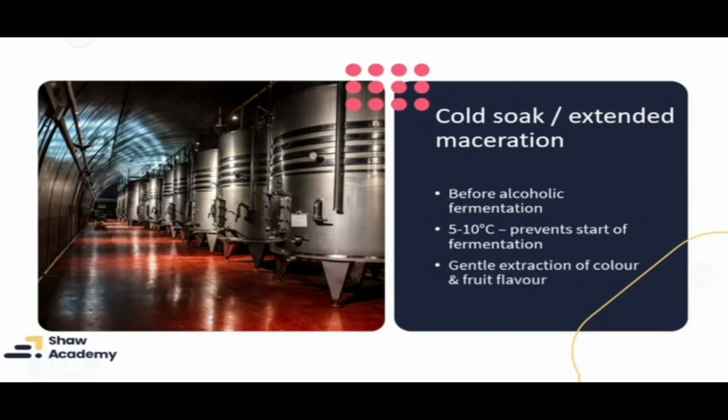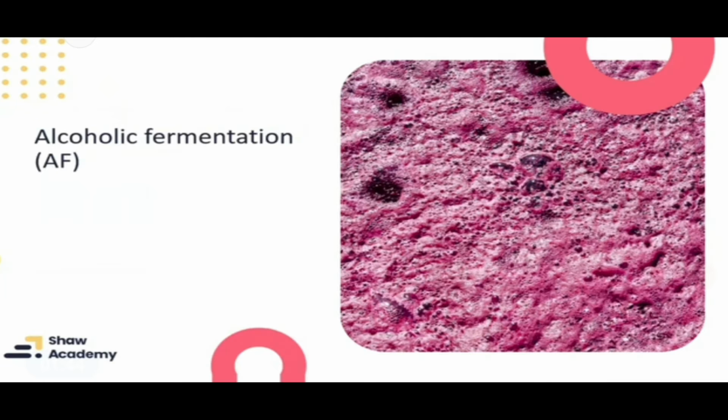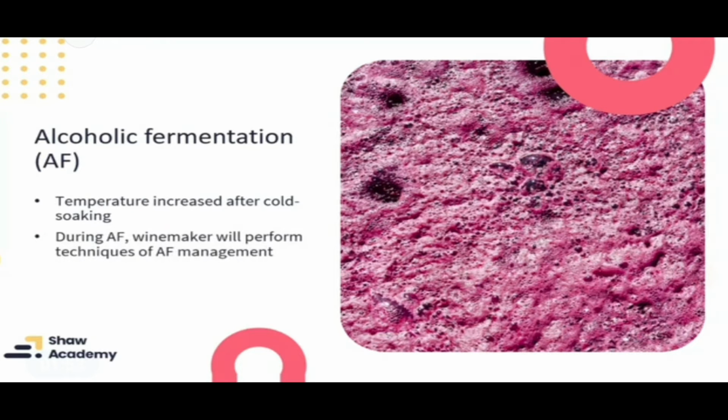The cold temperature prevents yeast cells from starting the fermentation process, and it allows for a gentle extraction of color and fruit flavor from the grapes without extracting bitter tannins. After cold soaking for a certain period of time, the must is then warmed up to a temperature that facilitates alcoholic fermentation. During primary fermentation, the winemaker will apply certain manipulations to the fermenting grapes to aid in extraction of phenolics and flavor.